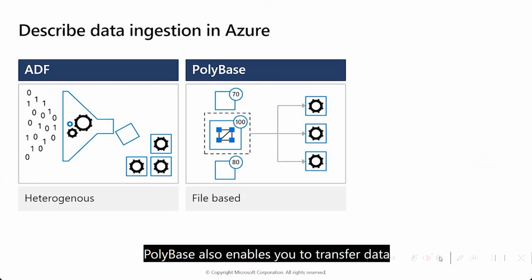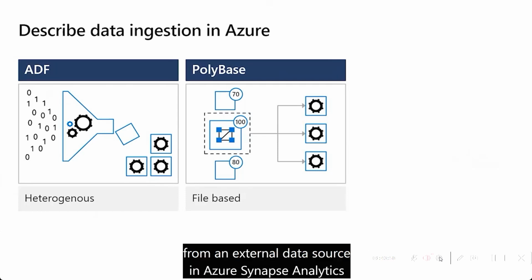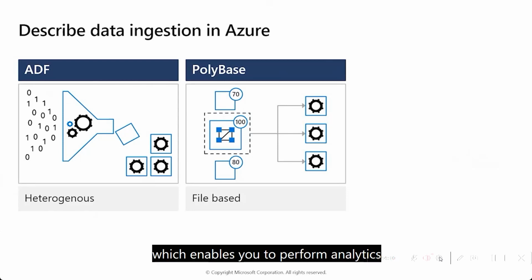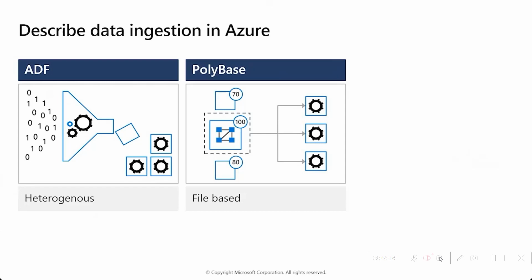PolyBase also enables you to transfer data from an external data source into a table, as well as copy data from an external data source in Azure Synapse Analytics or SQL Server. You can also run queries that join tables in a SQL database with the external data, which enables you to perform analytics that span multiple data sources.